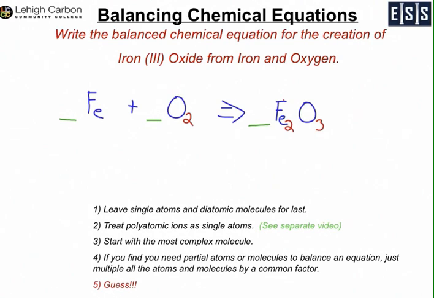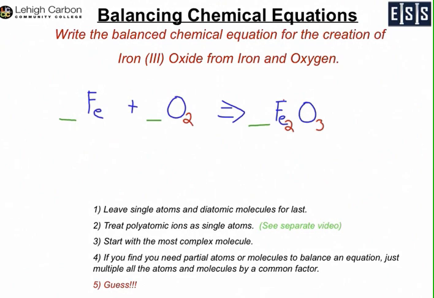The first hint I have is to leave single atoms and diatomic molecules for last. That's because they're generally easier to balance, since there's either only one or just two of them. So if you need 3 irons, you can just put a 3 in front of the iron on the left. If you need 6 oxygen, you can put a 3 in front of the oxygen and get 6. So try to leave the ones that are single or diatomic for last because they're a little bit easier to balance.